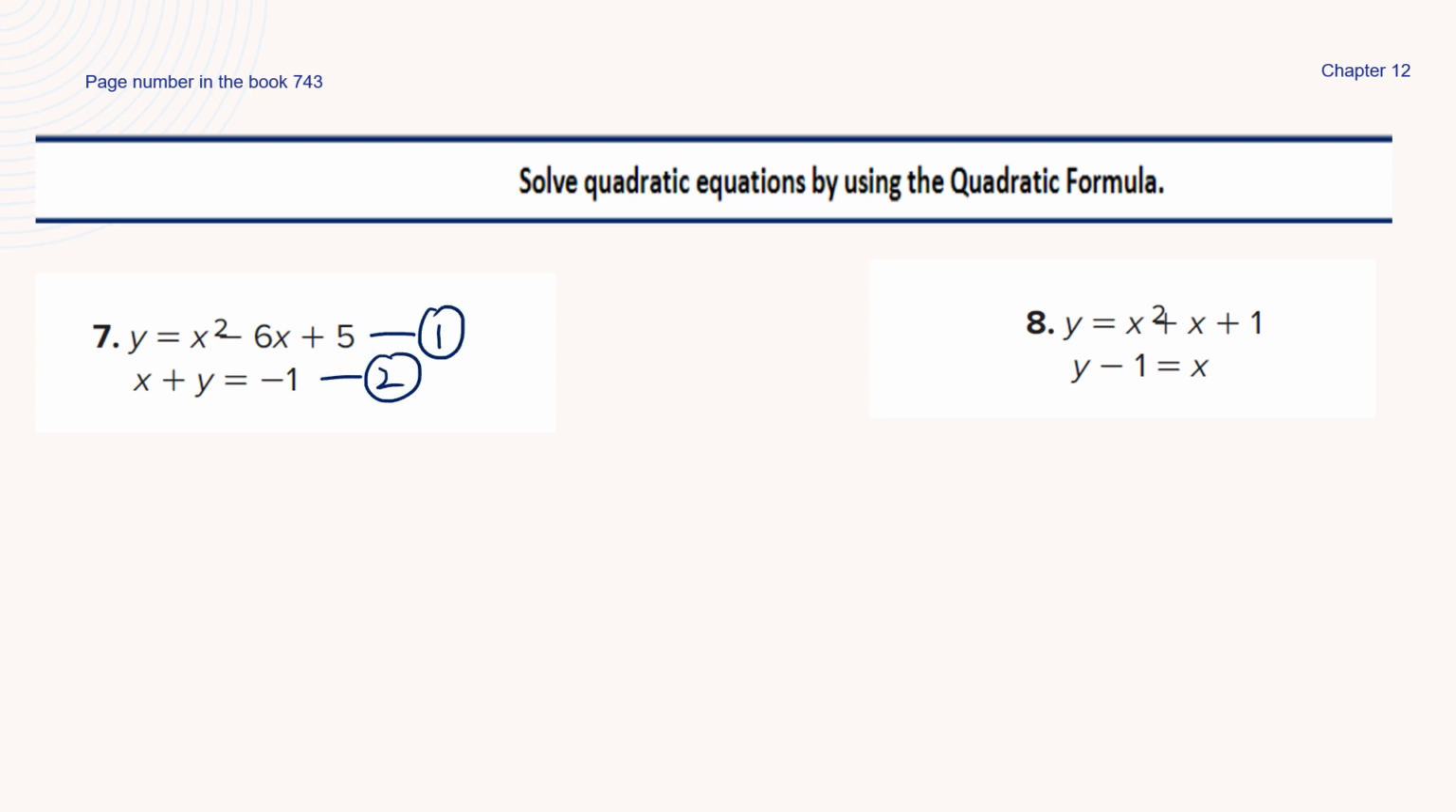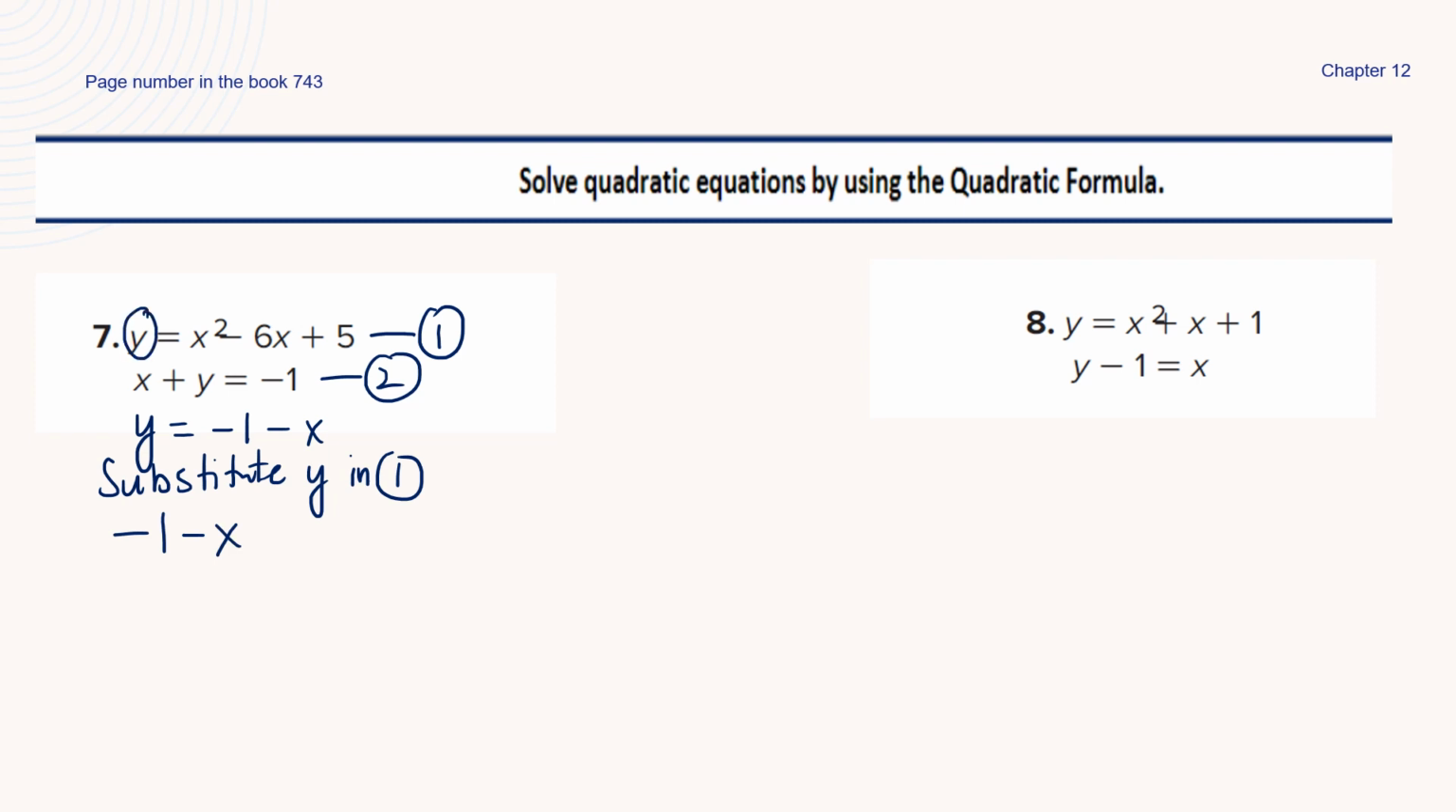So from equation 2, we are going to get the value of y, which is minus 1 minus x, and we are going to substitute that value in equation 1. So when we put in equation 1 the value of y, then we are going to solve this equation. So y is minus 1 minus x.